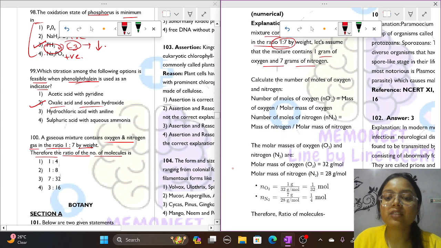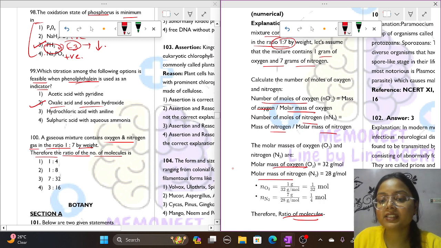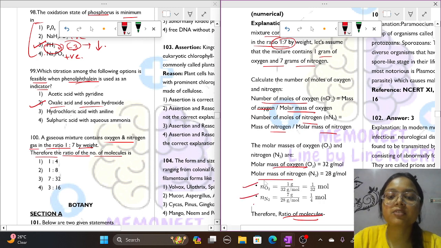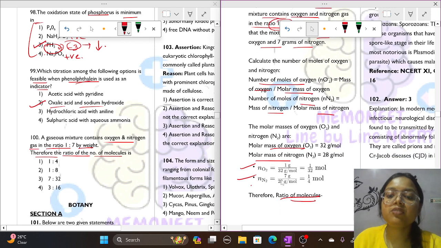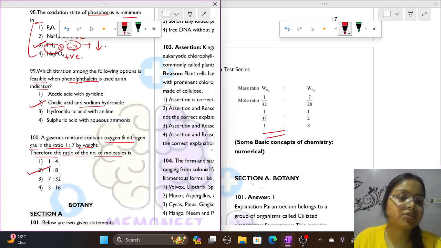Okay, so on calculating these, what happens to the ratio of molecules? We know that the number of moles of oxygen is equal to the mass of oxygen by molar mass. Also for nitrogen, it is mass of nitrogen by molar mass of nitrogen. Okay, so we know the molar mass of oxygen and nitrogen. So number of moles comes out to be 1/32 and 1/4. So upon taking the ratio of all these, it comes out to be 1:8. Option number 2, 1:8 is the correct option.